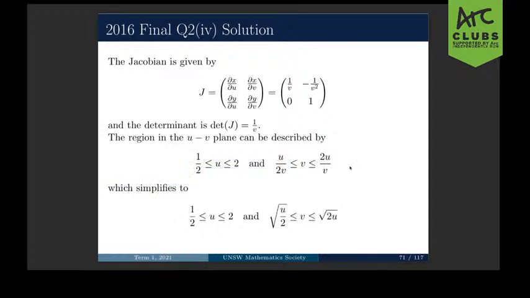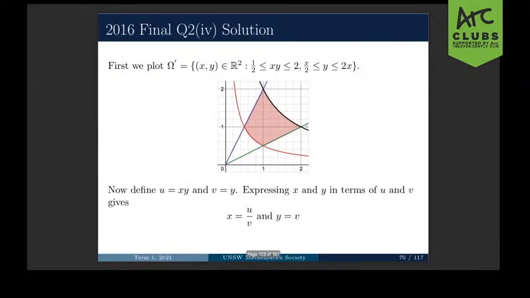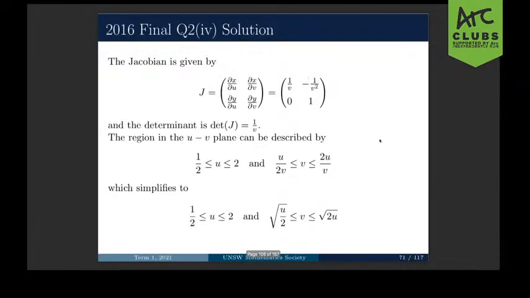If I simplify this a bit, let's say I multiply through by v. v is positive, so I can do this without any problems. Then I get u on 2 is less than or equal to v squared, which is less than or equal to 2u. Again, they're all positive, so I can just take the positive square root, and this is my constraint. This is an equivalent way of describing the region we had above. Originally we described it in terms of x and y, but now we've described it in terms of u and v.